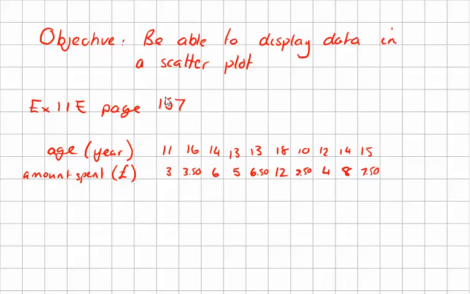So here's what it is. It doesn't mean every 11-year-old spends £3. That's not what that means. What that means is there was one person who was 11 and they did spend £3. This one was a 16-year-old, spent £3.50. This one, 14-year-old, spent £6, and so on.